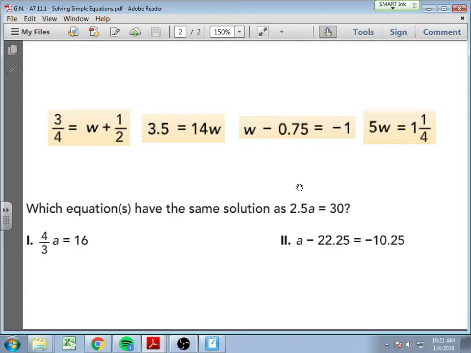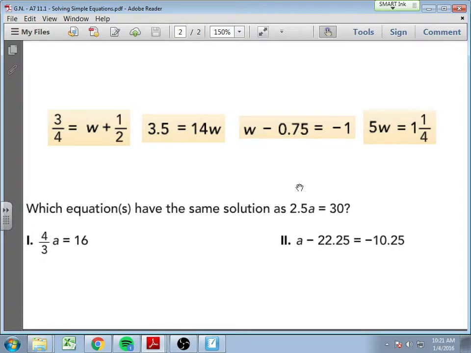Zach, can you pick one of these to tell me what to do? The first one. First one, what do you want to do? So what I did was, the fraction on the left side is basically 3 divided by 4. So you would do multiplication on both sides.